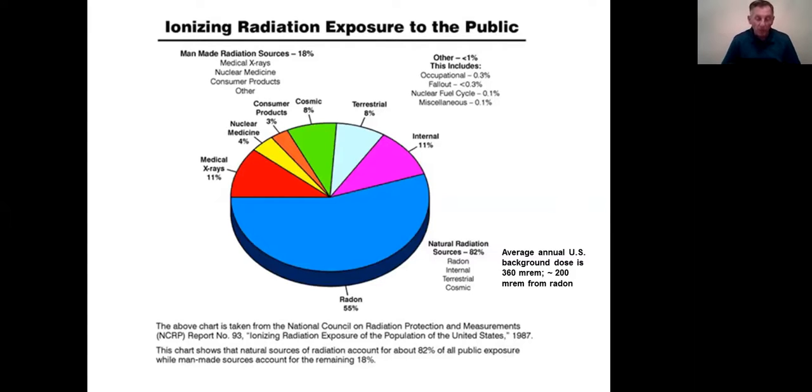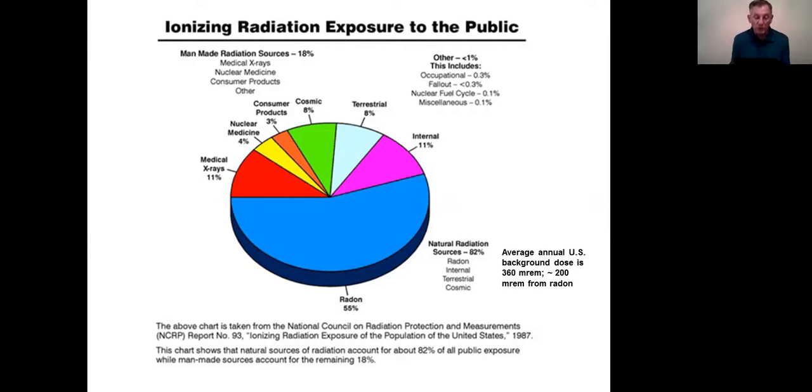Regarding the internal component of our background radiation, this comes from within our own bodies. It's primarily the potassium-40 in our blood. And as you can see here, the greatest or the largest single contributor to our background radiation exposure is from radon. Now, radon is a product of uranium and thorium radioactive decay.